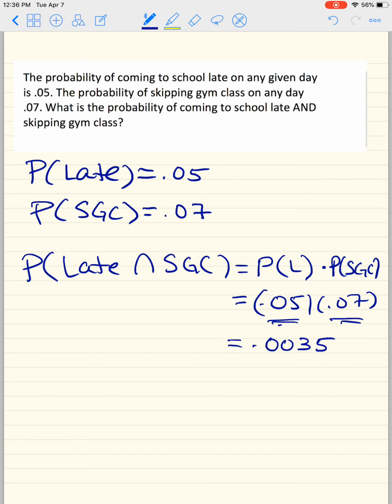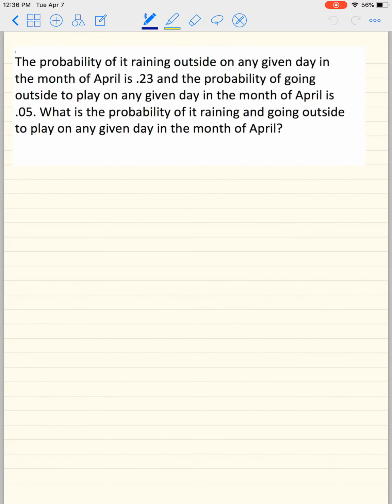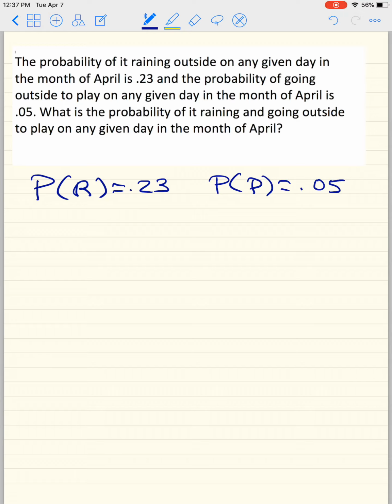Okay, let's try one more. The probability of it raining outside on any given day in the month of April, so the probability of rain is 0.23. The probability of going outside to play on any given day in the month of April, so let's say go outside to play, is 0.05. Now, we obviously know there's going to be some sort of dependence. In other words, if we see that it's raining outside, we are not going to go outside. So we know they're not independent, but I'm just going to assume that they're independent just for this problem.